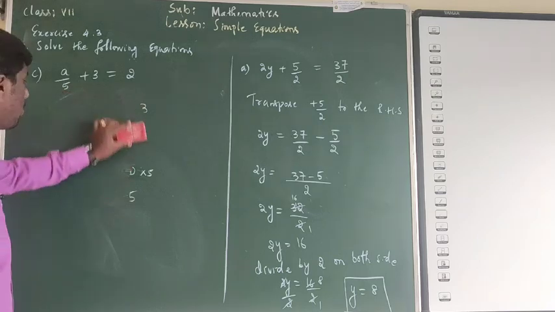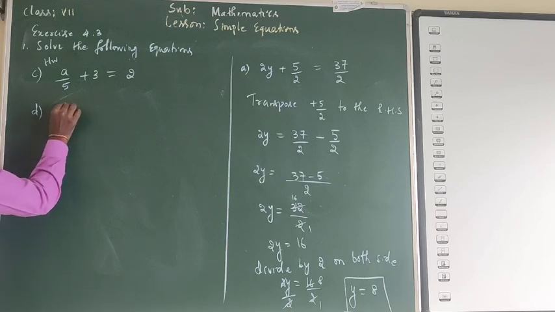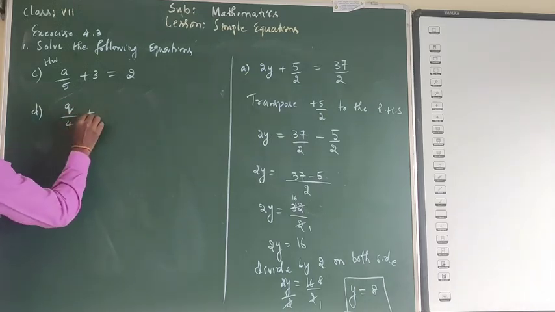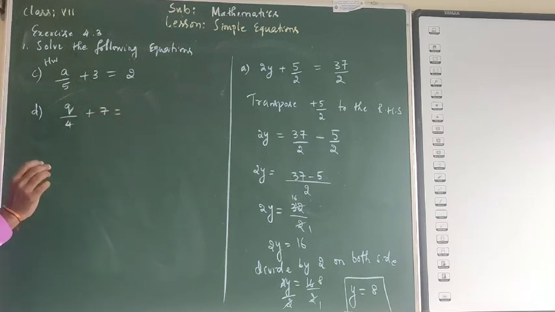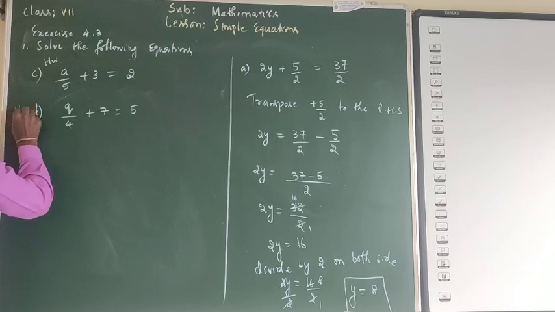This you need to write with the steps: what you need to transpose and what you need to write. You need to write it and you should simplify that. So this is the homework for you. D: q by 4 plus 7 is equal to 5. Same, similar type like C.